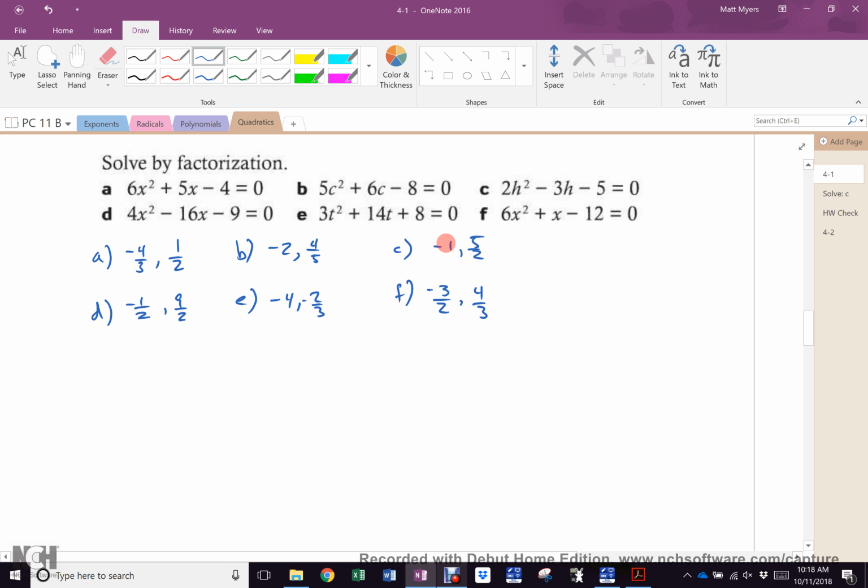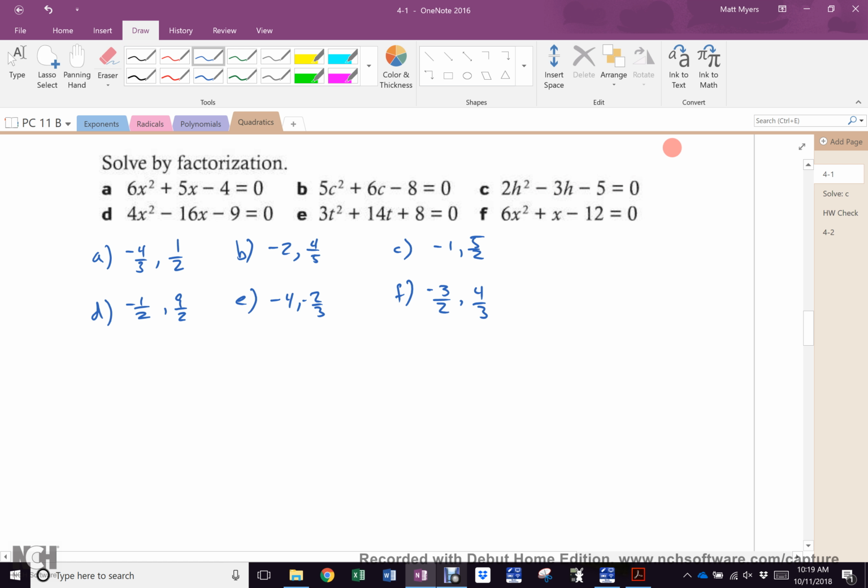Now, Ayaka has suggested that she thinks this is positive 1. 1 squared is 1, times 2 is 2. 3 squared is 3. That would be 2 minus 3 minus 5 equals 0. 2 minus 3 is negative 1. Negative 1 minus 5 is not 0, so it can't be 1. If it was negative 1, negative 1 squared is positive 1, times 2 is 2. Minus 3 times negative 1 is minus negative 3, which is 2 plus 3, which is 5. 5 minus 5 is 0, so it is negative 1.